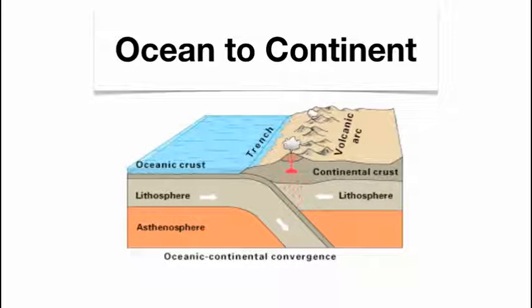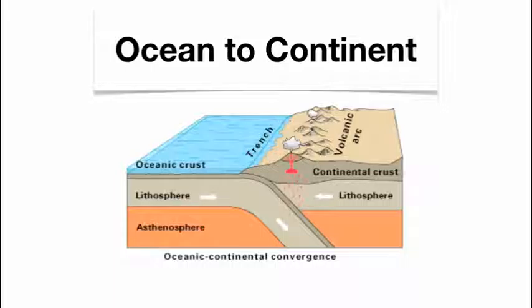So our ocean to continent convergence. Our convection cells are going to take our oceanic crust on the left, and they're going to cause the continental crust on the right to collide with each other. Because of the density differences, your oceanic crust is going to move underneath your continental crust. It's going to plunge into the earth. That's what we call subduction. During the subduction process, there's a tremendous amount of friction, so you're going to get some very strong earthquakes.